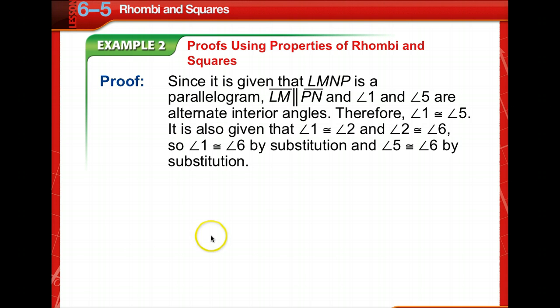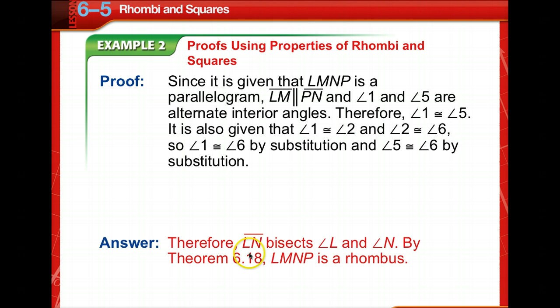So since angle 1 and angle 6 are both congruent to angle 2, then they are congruent to each other by substitution. And angle 5 is congruent to angle 6 by substitution. Therefore, LN bisects angle L and angle N. By theorem 618, LMNP is a rhombus.